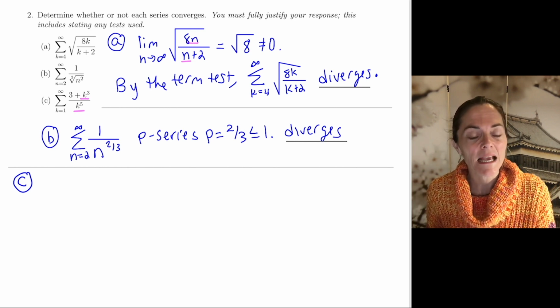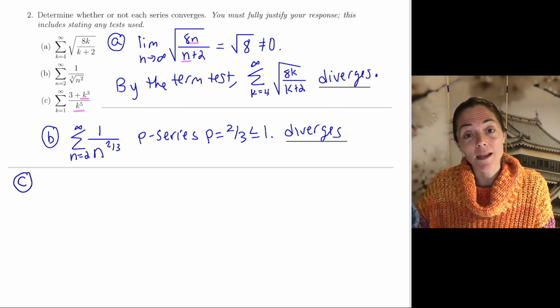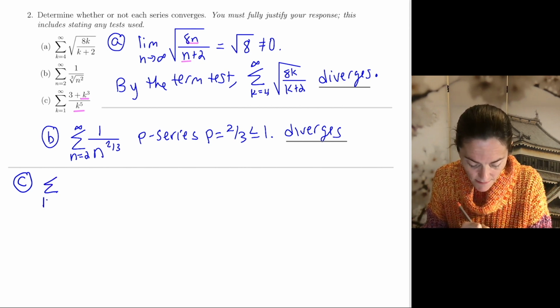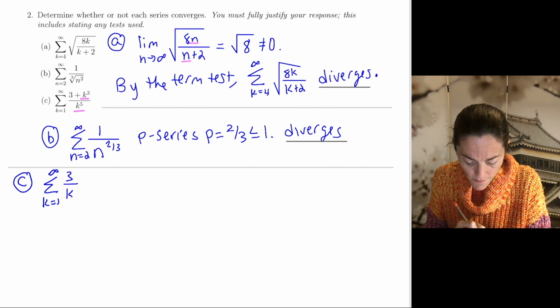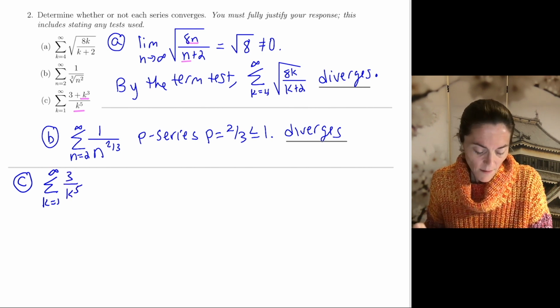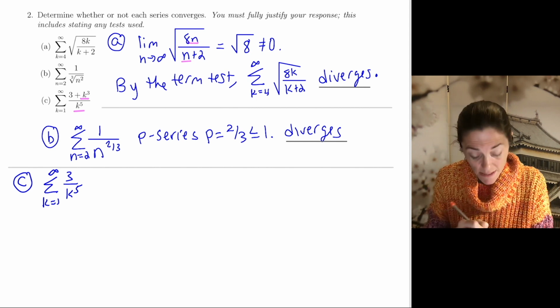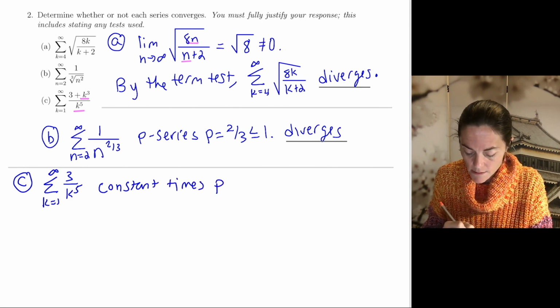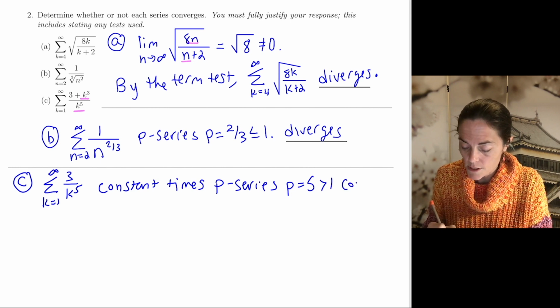Think about something else. But here you notice I have a sum in my numerator. And so what I'm going to do is first look at this series. This is k equals 1 to infinity of 3 over k to the 5th. Okay. What do we see here? Well, this is a constant times a p-series where p is 5, strictly bigger than 1, converges.